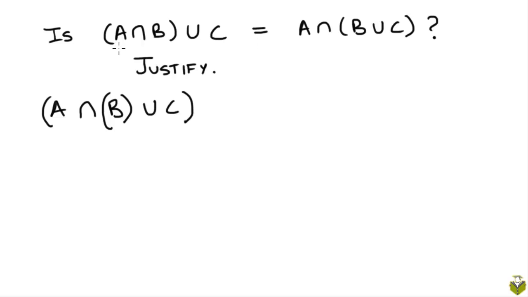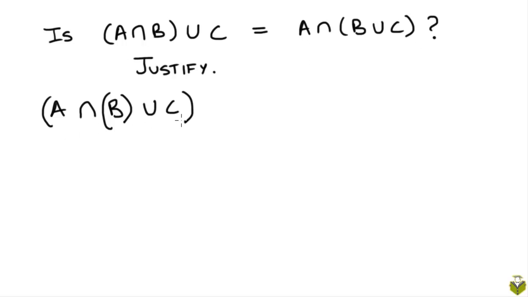We would have to take an element arbitrarily from this set and show that it also belongs to the set on the right hand side, and vice versa. We would then take an element from the set on the right hand side and show that it belongs to the set on the left hand side. So doing both of these would justify our belief that these two sets are the same.